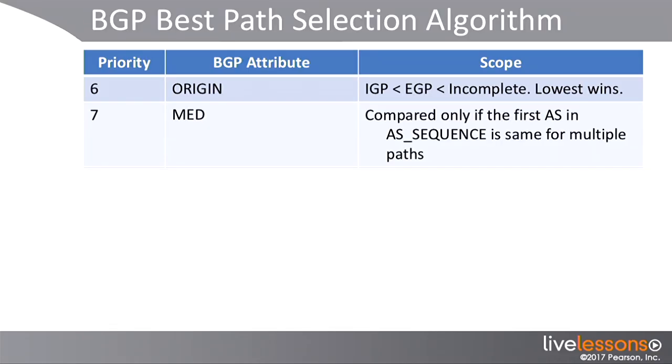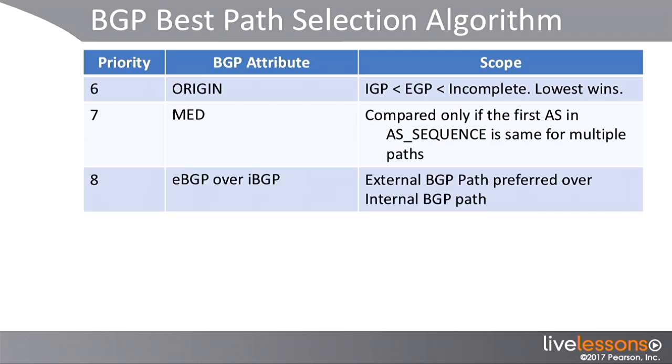MED. MED stands for multi-exit discriminator. This value is assigned for paths which are outbound of the AS, compared only if the first AS in the AS sequence is the same for multiple paths. If the first AS is different for the paths received for the same prefix, then MED might not come into play. Remember, the difference between AS set and AS sequence is that AS set is an unordered set of the AS numbers, whereas AS sequence is the ordered sequence of the AS path numbers for a particular prefix.